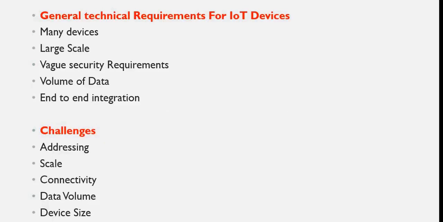General technical requirements for IoT devices: it requires many devices at large scale, it has security requirements, it requires a large volume of data, and it should have end-to-end integration of devices. The challenges in IoT devices: addressing is the biggest challenge. Scale, because it requires many devices; connectivity; data volume, because it requires a large volume of data; and device size, which should be minimal.